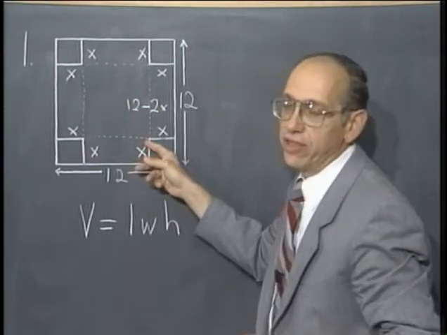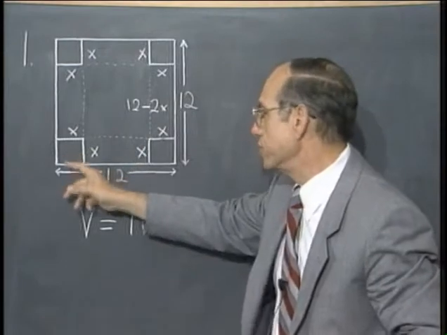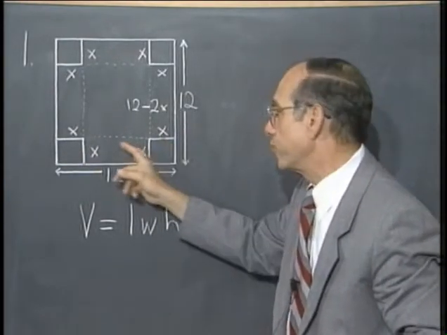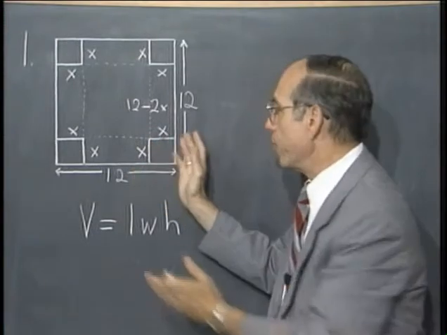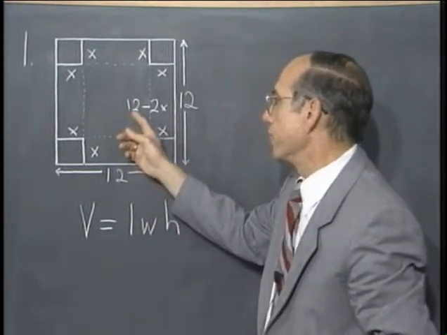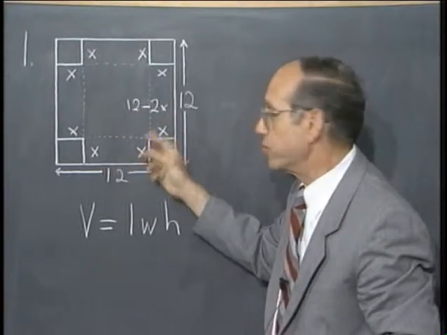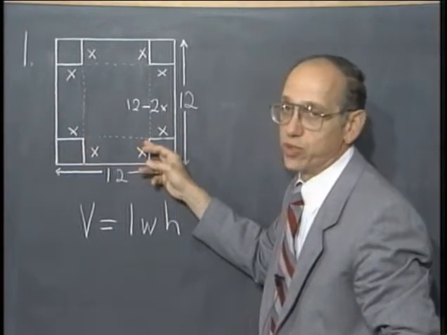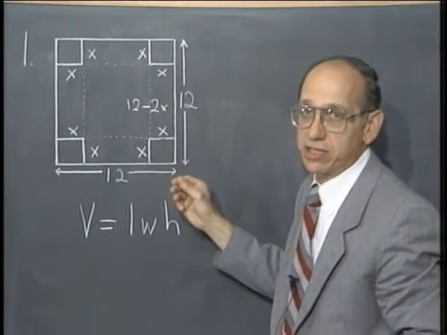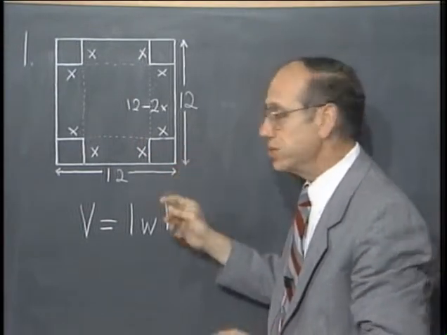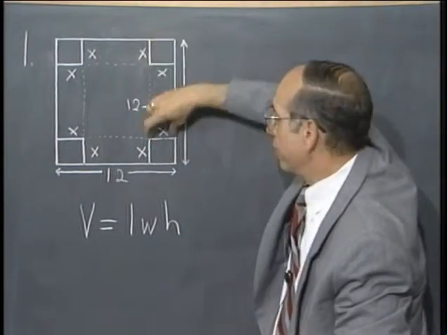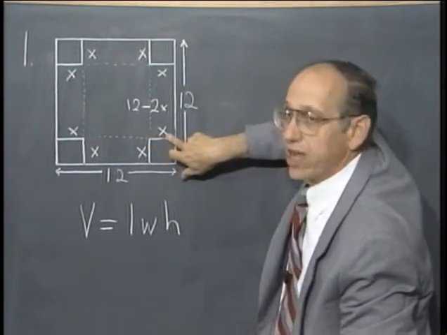Of course, this length is going to be the same because originally this was 12, and again we cut x and x off. So we have 12 minus 2x. When I fold it up, this is going to be the base of the box. So the length of the box will be 12 minus 2x. The width of the box will be 12 minus 2x. And all I need to know is the height of the box. How high is the box? Well, it's going to be the thickness of this flap. And the thickness of this flap is x.